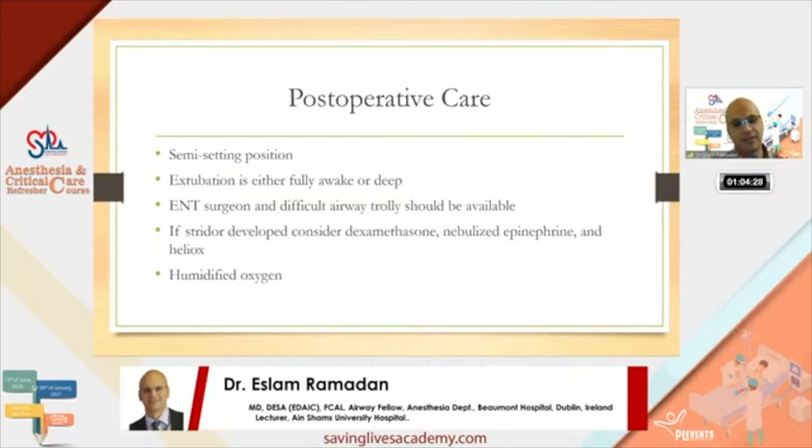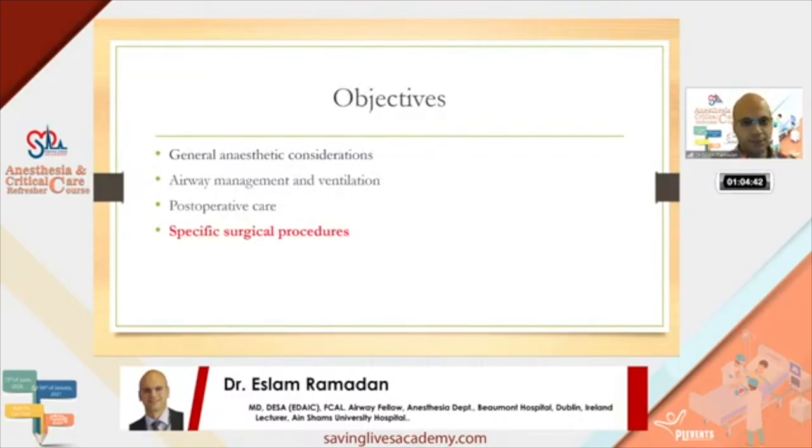If you feel that extubation is not in the patient's favor and there is airway edema, if you did, for example, a leak test and it's positive, it is better to keep them intubated. They can stay for one or two days in the ICU until the edema resolves.